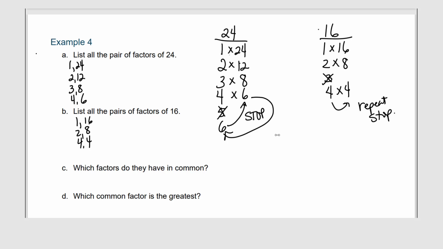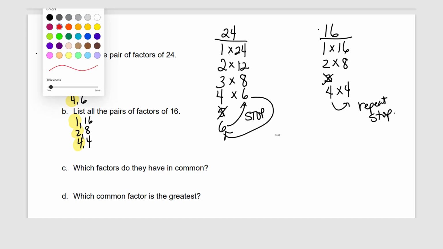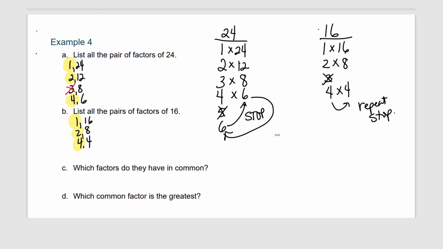Which factors do they have in common? So in this case, we start with 1. They have 1 and 1 in common. They have 2 and 2 in common. They do not have 3 in common. They have 4 and 4 in common. Now let's keep going, bigger than 4. I should probably cross off the ones I'm not going to use. We didn't use 3. 4 we already covered. You don't need to list it twice.